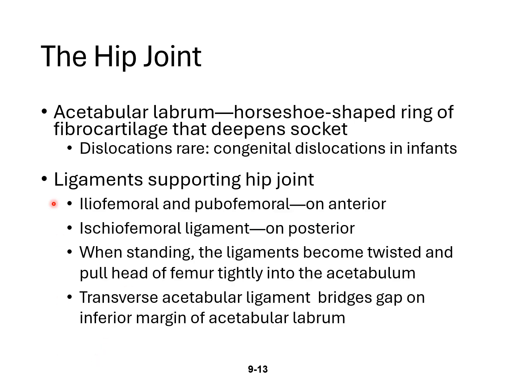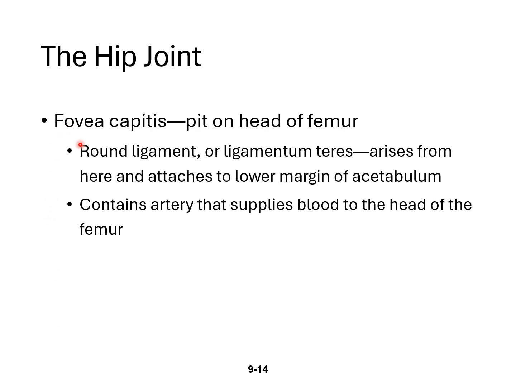So some more information about this is the fovea capitis. The fovea capitis is one of the most important parts of the head of the femur, and hip surgery is more than likely caused by the fovea capitis. There's a round ligament, or ligamentum teres, that arises from here and attaches to the lower margin of the acetabulum. It contains an artery that supplies blood to the head of the femur. This artery is the most important part of that ligament. It's round because it surrounds this artery.